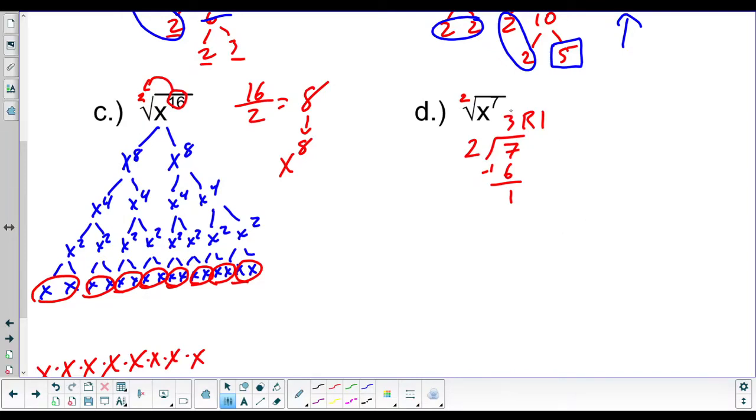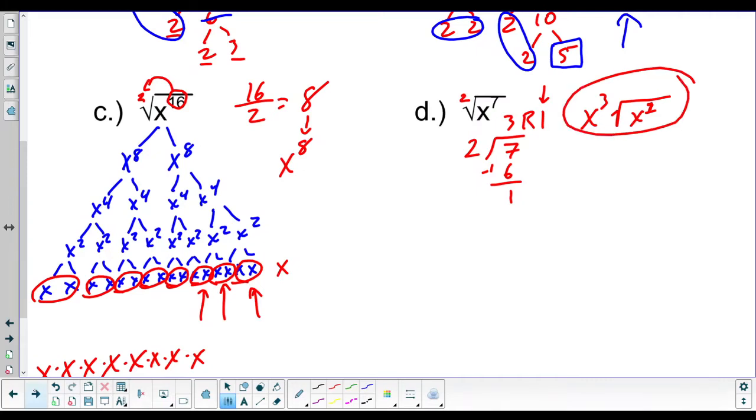So these 3 mean we're going to have 3 pairs of x's. And then this remainder of 1 means we're going to have 1 left over x. So we're going to have x to the 3rd radical, put the remainders inside, and the exponent on the remainders is whatever the remainder is, 1. And there we go. Not too bad.